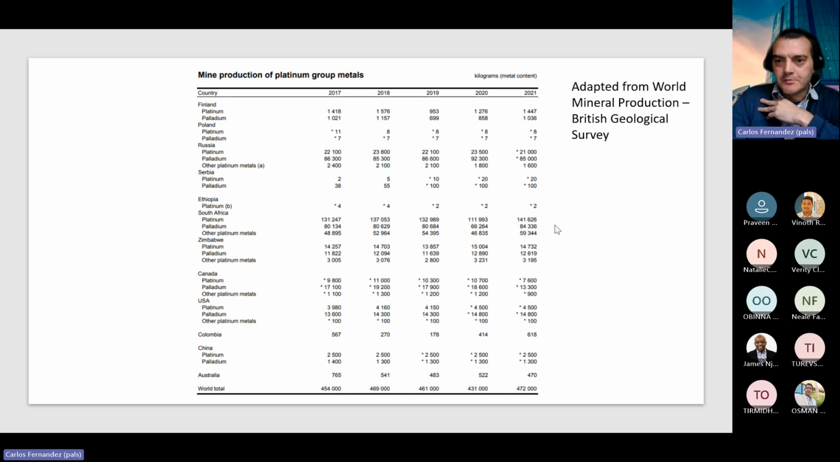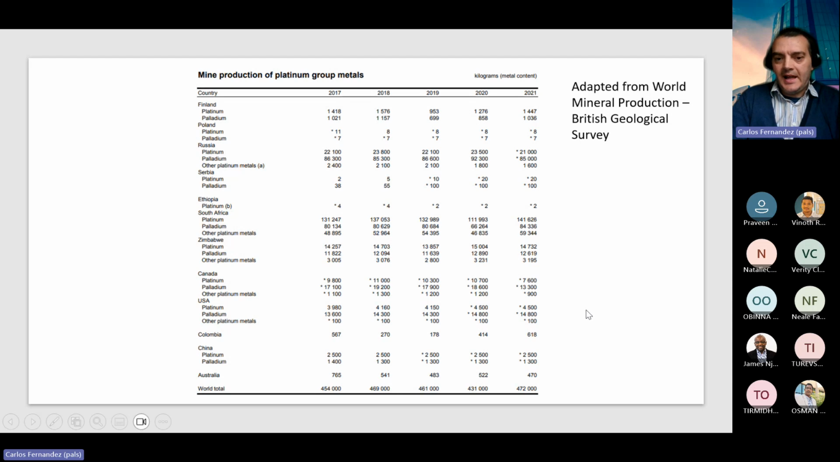So platinum produced in 2021 was 141,626 kilograms, and palladium is also producing 84,000. Other platinum group metals, which we mentioned earlier on as important catalysts, 59,000. So that is the main. We also have main production in Zimbabwe as well as Russia. Zimbabwe is producing 14,732 kilograms: 12,619 of platinum and palladium, another metal 3,195. And Russia producing 21,000 kilograms of platinum and 85,000 kilograms of palladium per year, as we mentioned here.